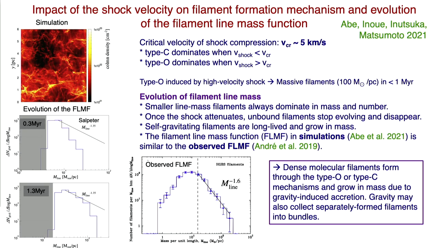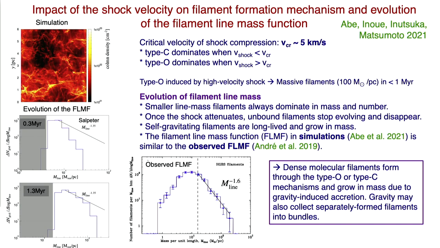And in this type O mode of filament formation, because the shock compression is high velocity, massive filaments are very quickly formed within a fraction of a million years. And this can also be seen in the filament line mass function derived from the simulation, where initially the filament line mass function has a steep slope, and then the filaments evolve in mass, so they grow in mass by accreting surrounding material, and then the slope of the filament line mass function becomes shallower, and actually becomes of the order of the Salpeter slope of the IMF. And here I show the observed filament line mass function, which is very similar to what is observed in simulation, suggesting that maybe the filaments also grow as we just suggested.